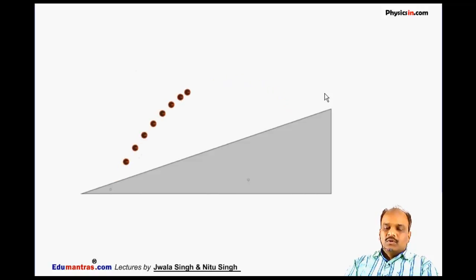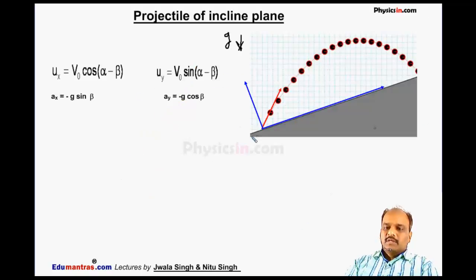Now watch the locus of the particle when projected on incline. Now we will discuss its motion. Suppose this particle, as we have seen in this video, is projected. Let the point of projection be the origin. Let this be the x-axis along the inclined plane, and this be the y-axis. The particle strikes the ground at some distance here. Let this angle be beta.